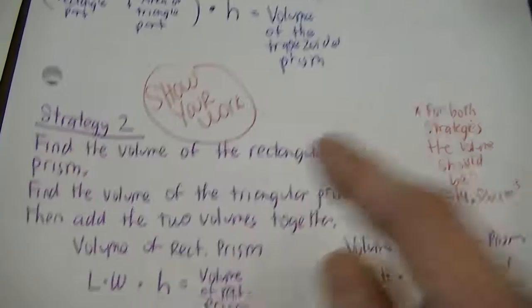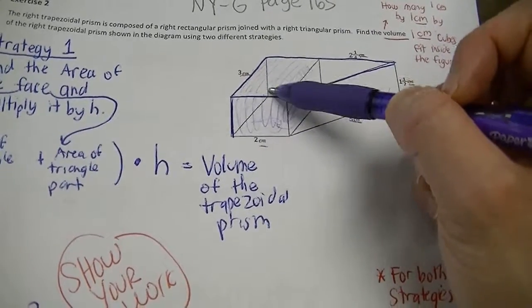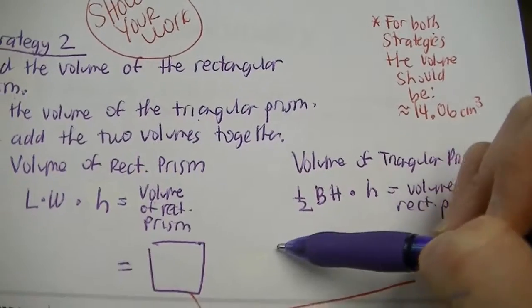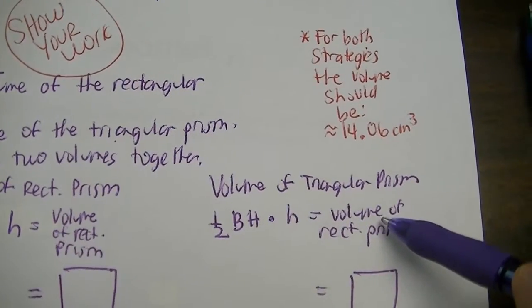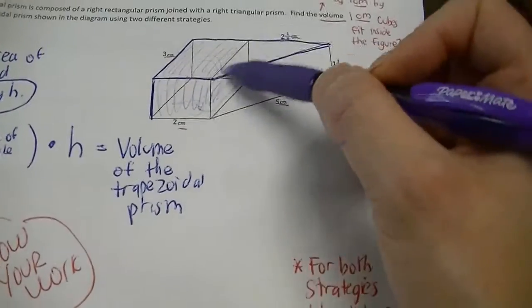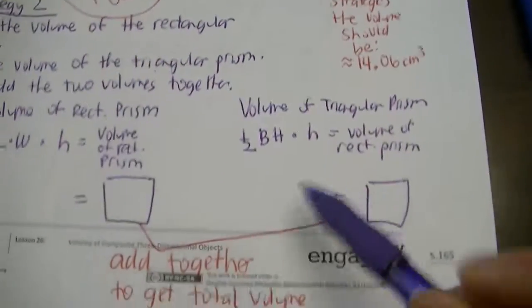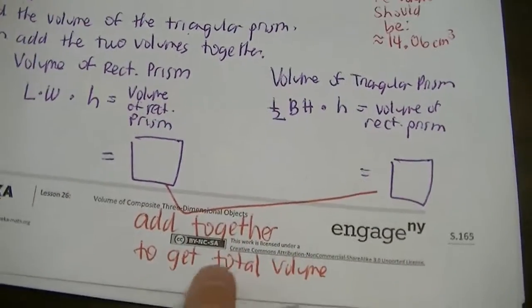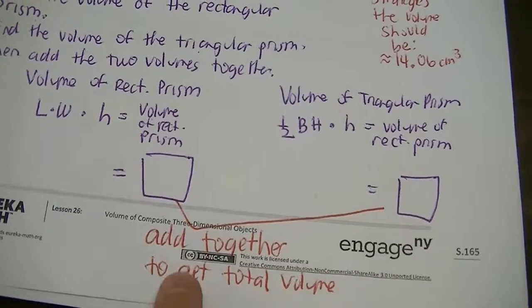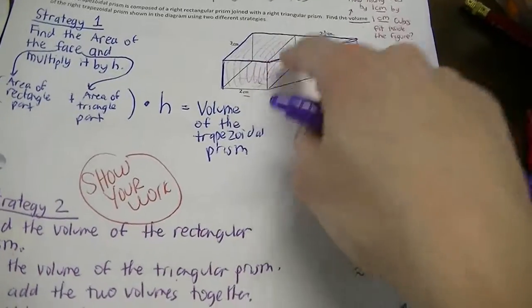So here's what you do to find the volume of the rectangular prism. You'd go length times width times height. Okay, that would give you the volume of this. And then you're going to add it to the volume of that triangular prism, and to find the volume of the triangular prism, it's 1/2 base times height times h. So once you've gotten those answers, you show your work here, add them together, and once you add those two volumes together, you're going to get the grand total volume of this entire trapezoidal prism, okay?